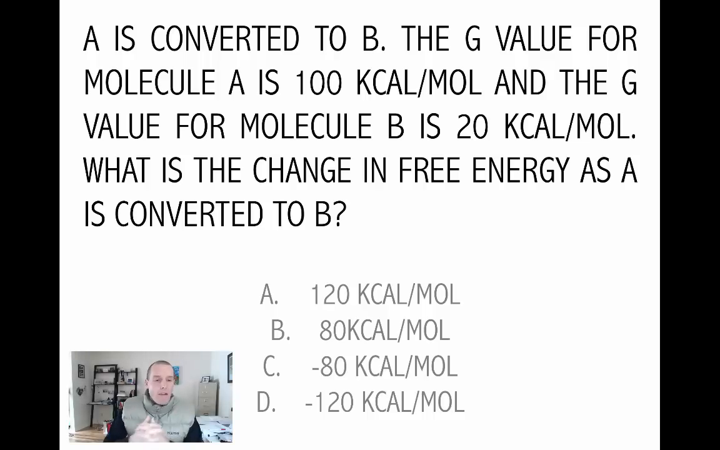Okay, let's just talk about this one real quick because it's the first one, and then we'll do some, and I'll just sit quietly. Okay, so the reactant is molecule A, 100 kilocalories per mole. The product is molecule B with 20 kilocalories per mole. What's the change in free energy as A is converted to B? B is the product minus A the reactant. So B is 20 minus 100. 20 minus 100 is minus 80 kilocalories per mole. The answer there would be C.